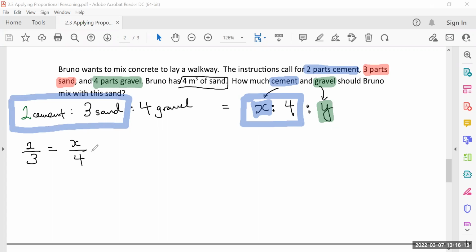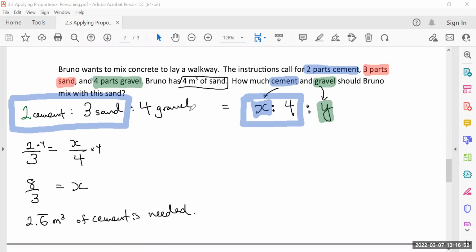Multiply both sides by 4. And here we have 8/3 equals x. Done. Throw that in the calculator, you'll get 2.666 repeating. And so approximately 2.6 repeating meters cubed of cement is needed. I guess what I really wanted to reiterate for this question is stick to what you know, choose two numbers to compare, and then go with it.